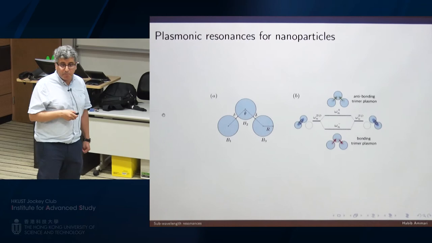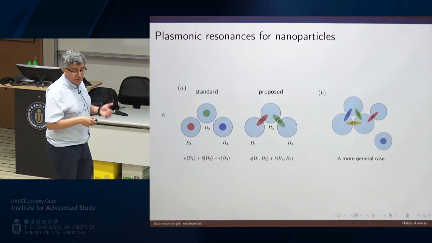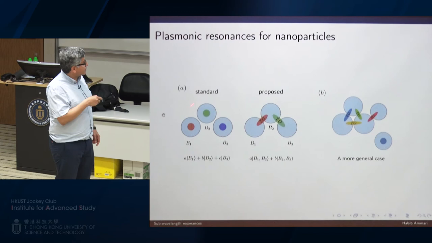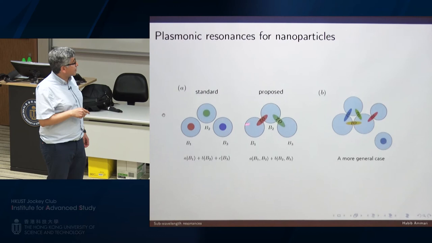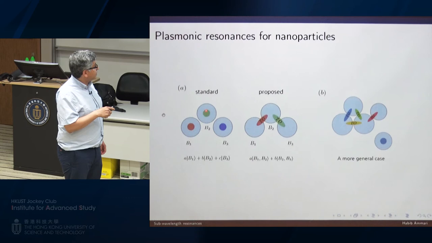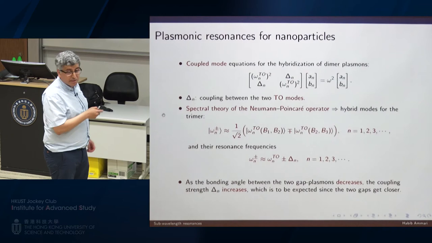So the standard picture in this hybridization model is the following. You have many particles. Each particle has a resonant frequency and a resonant mode. So the resonant mode of the trimer is just a linear combination of the resonant modes of the individual ones, which means that they don't interact much. If they are strongly interacting, what we propose is to take into account the interaction between these two and hybridize by solving this coupled mode equation. This is the hybridization.